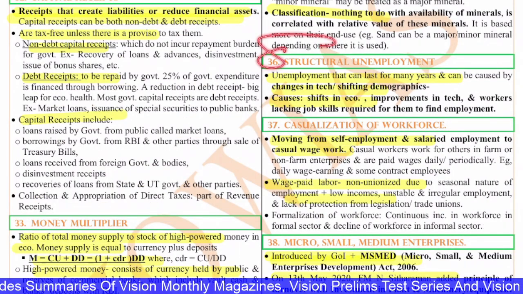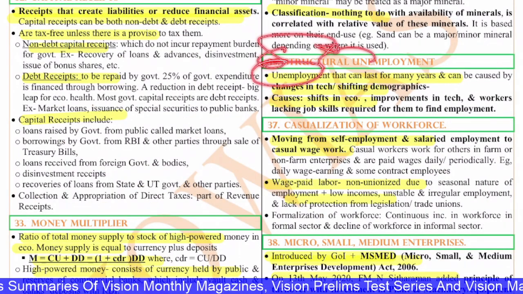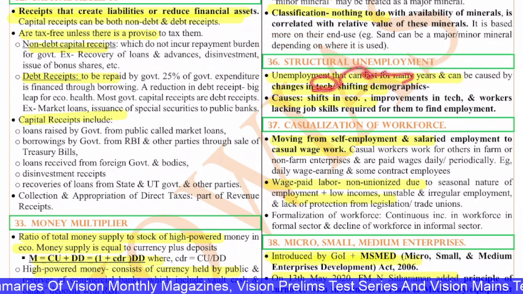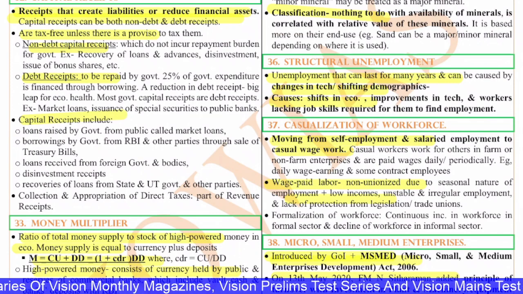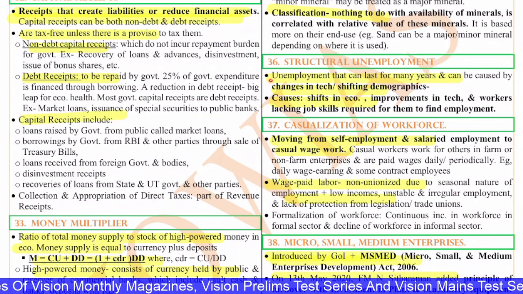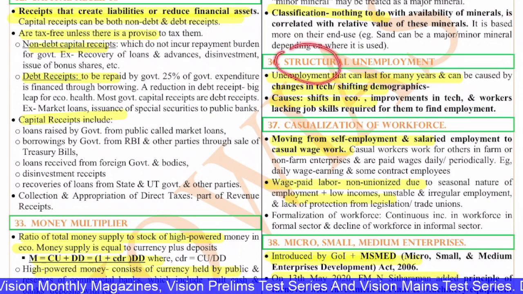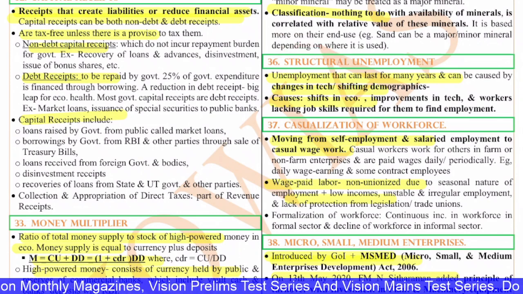36th question is on structural unemployment. Unemployment that can last for many years and can be caused by changes in technology and shifting demographics. That can be the major reason for this structural unemployment. Generally, structural unemployment means there is a wholesome change in the structure of the economy.